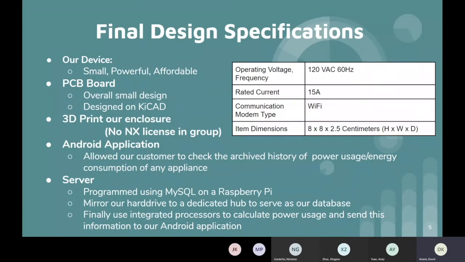The server is hosted on a Raspberry Pi MySQL server. The hard drive mirroring serves as a storage hub to hold the database, and the integrated processors handle the data and perform the necessary calculations to provide accurate power usage readings.